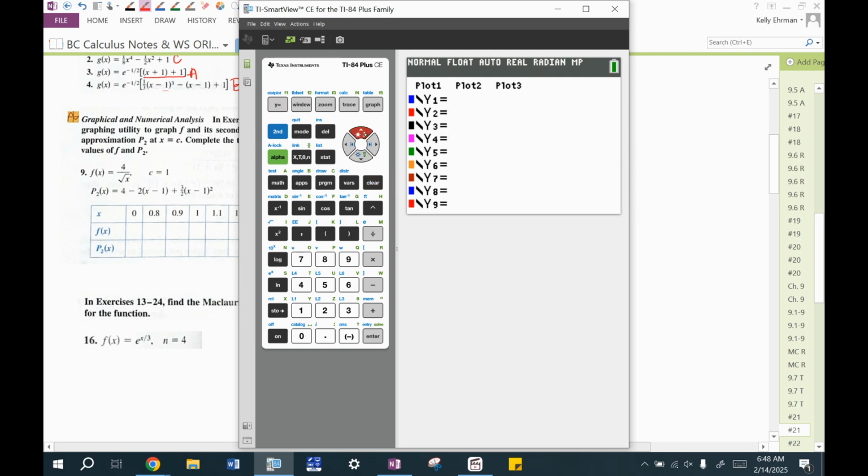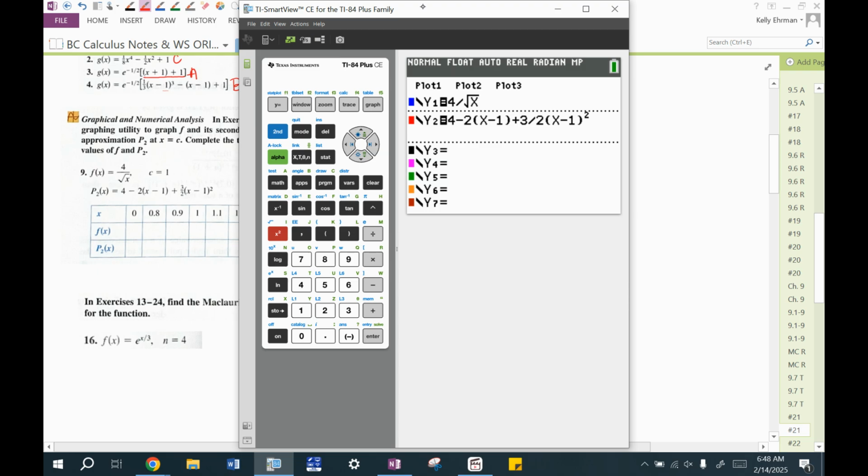I am going to graph 4 over square root of x and 4 minus 2 times (x minus 1) plus 3 over 2 times (x minus 1) squared. I'm going to do a quick check that I typed that correctly. Looks okay to me. And we're going about c equals 1.